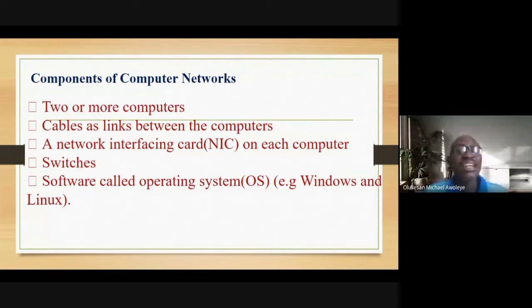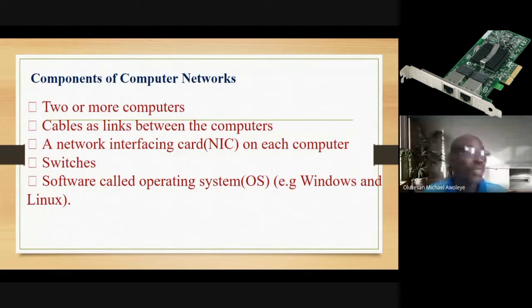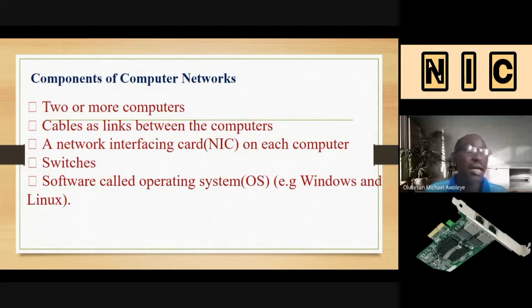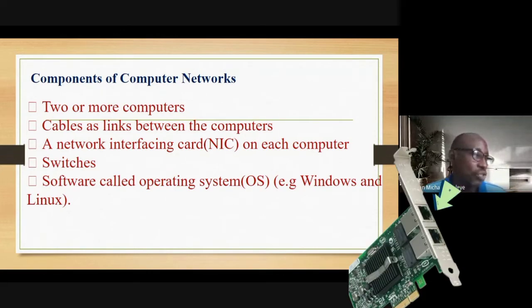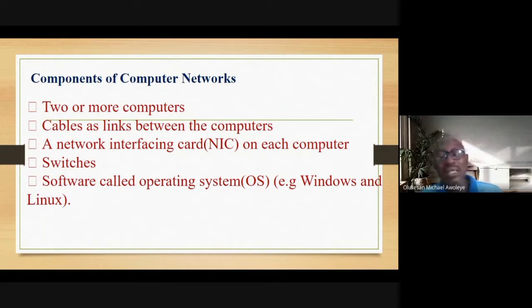Now, you also need a network interface card, which we refer to as NIC. The network interface card is attached to your computer. It's like a port on your computer where you can connect your cable. Your cable is the internet cable that is coming from somewhere. So you need a port on your computer system that will allow that connector to get into your computer, and that is called a network interface card, abbreviated as NIC.